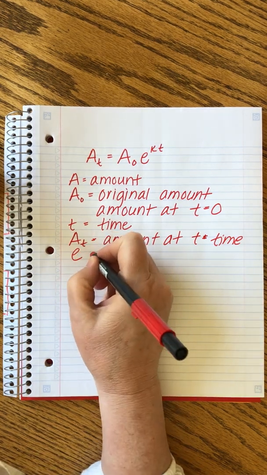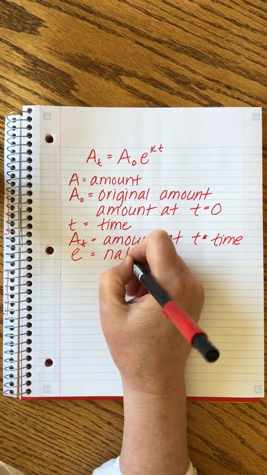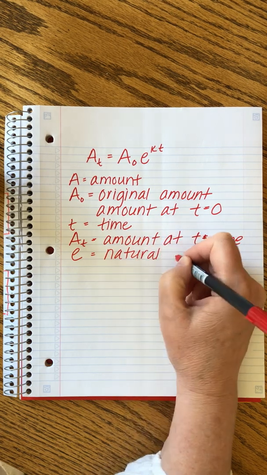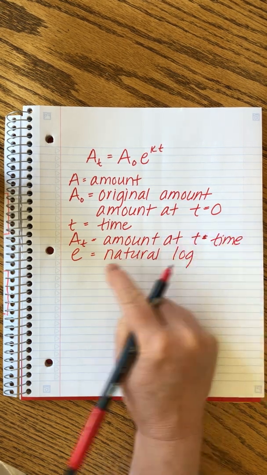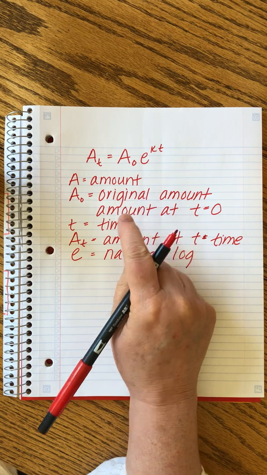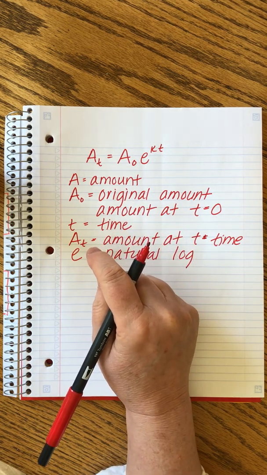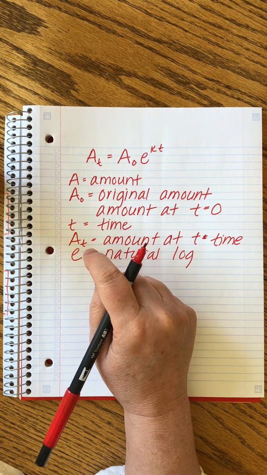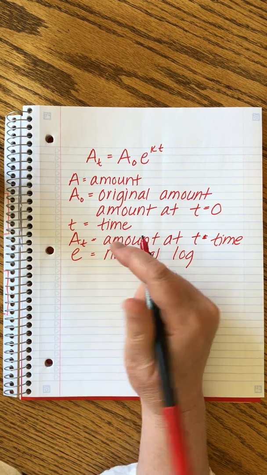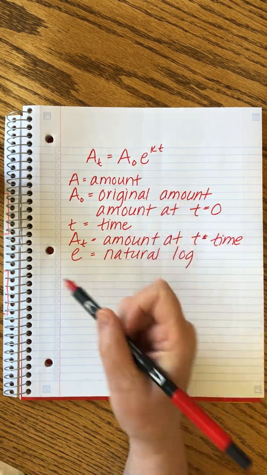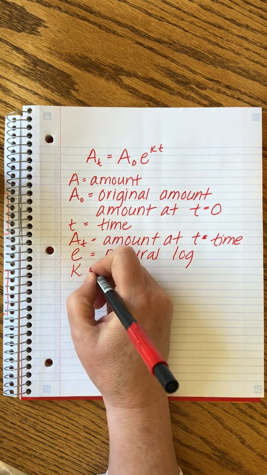E is our old friend, the natural log. And that's one thing that's really interesting about E, is that it does describe growth of things like bacteria and rabbit populations. And I haven't seen the modeling, but I'm sure COVID too. K equals a constant.